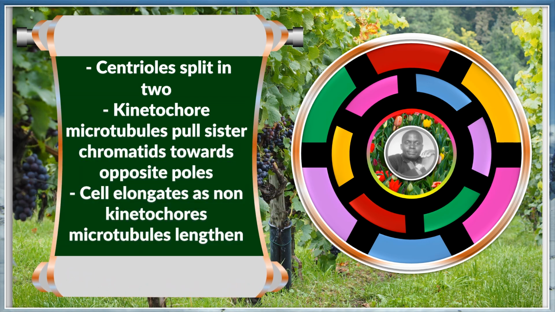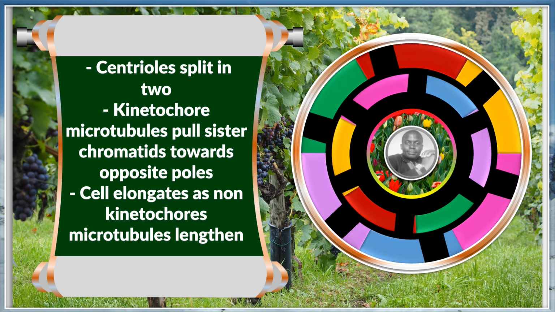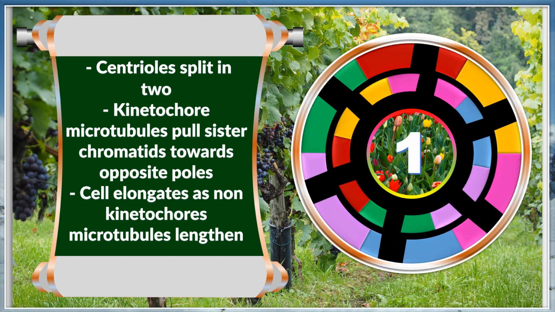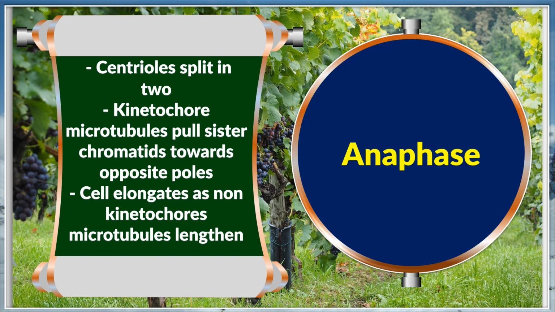Centrioles split in two. Kinetochore microtubules pull sister chromatids towards opposite poles. Cell elongates as non-kinetochore microtubules lengthen. Anaphase.